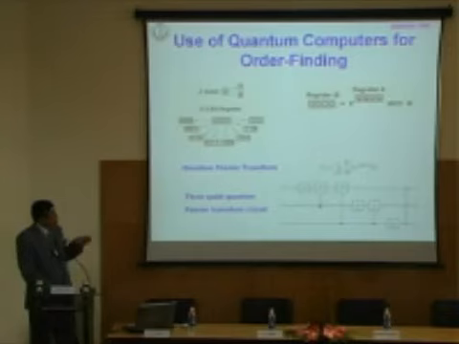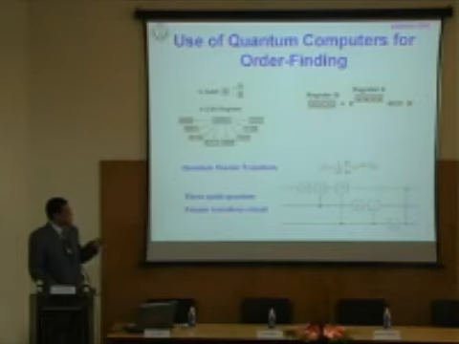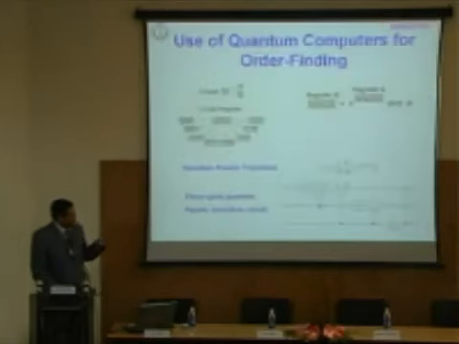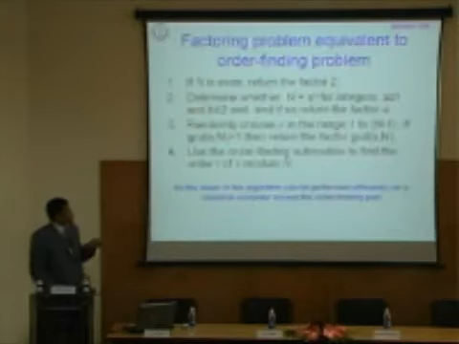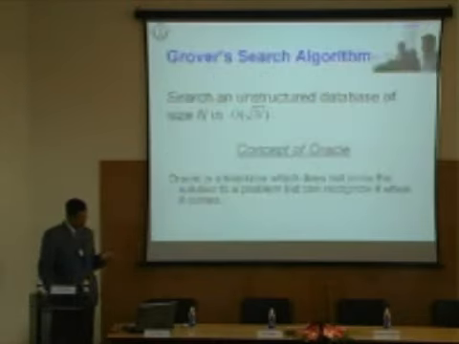Then the use of quantum computers for order finding is that using quantum Fourier transform circuits, this operation x^r mod N, you need not do it for every step. You can do it together for all the states using a quantum computer. So the factoring problem is equivalent to the order finding problem, that is Shor's result. All the steps in the algorithm can be performed efficiently on a classical computer except the order finding part.